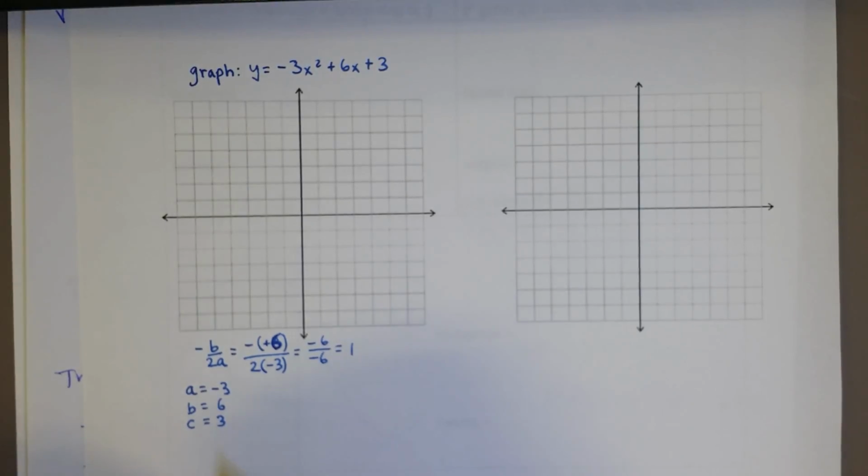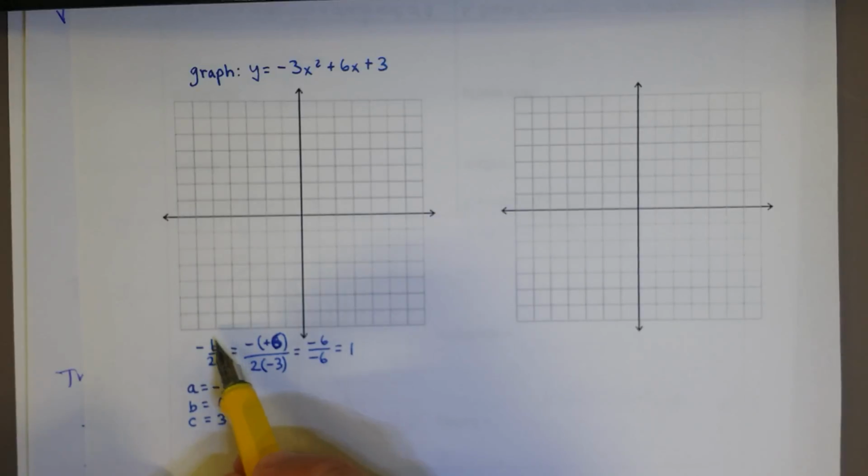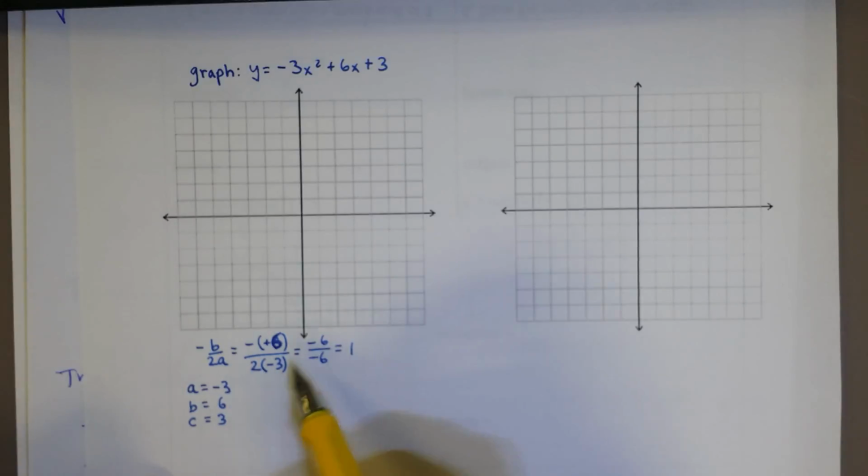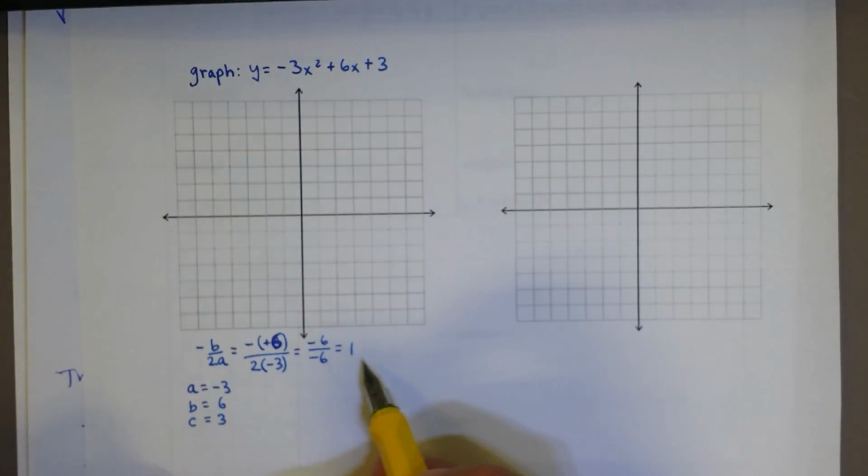So let's see how you did. First, I identified a equals -3, b equals 6, and c equals 3, and went ahead and substituted in b and a into our equation to find that -6 divided by 2 times -3 is equal to -6 over -6, which is equal to 1. So 1 is the x-coordinate of my vertex.